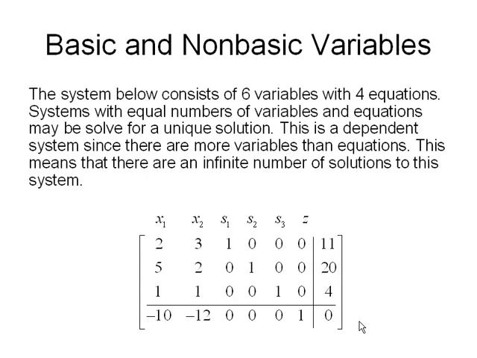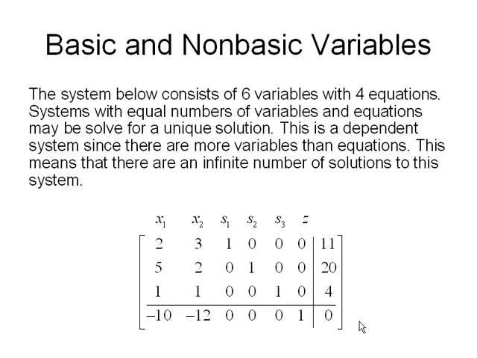To understand how we can get a basic feasible solution, in other words, one of the corner points of the region that we're talking about here, we need to realize that the augmented matrix that we've come up with corresponds to a system with 6 variables and 4 equations. Normally, if we have a system with equal numbers of variables and equations, I can solve that for a unique solution. But this is a dependent system.